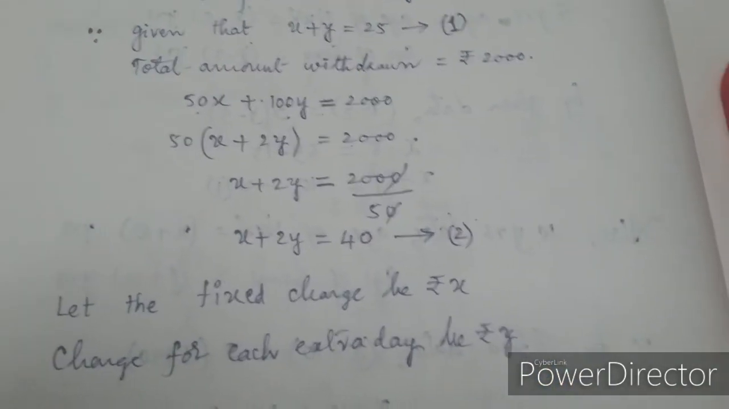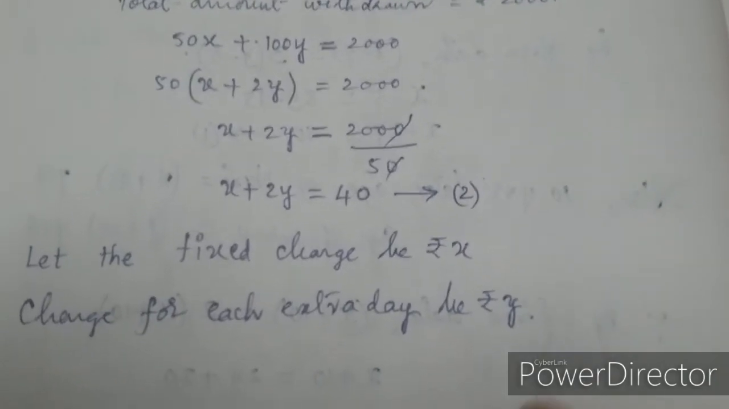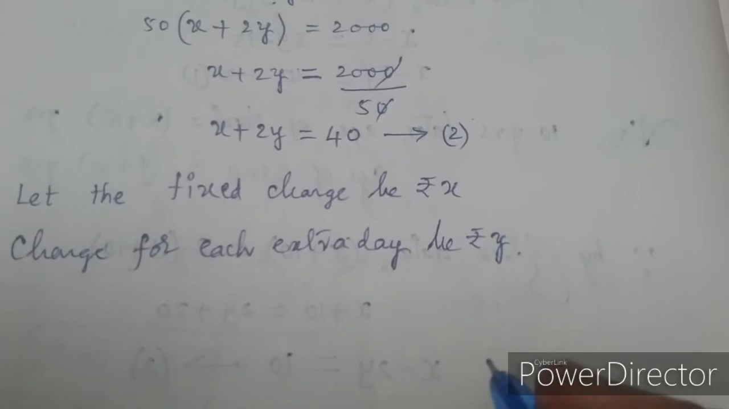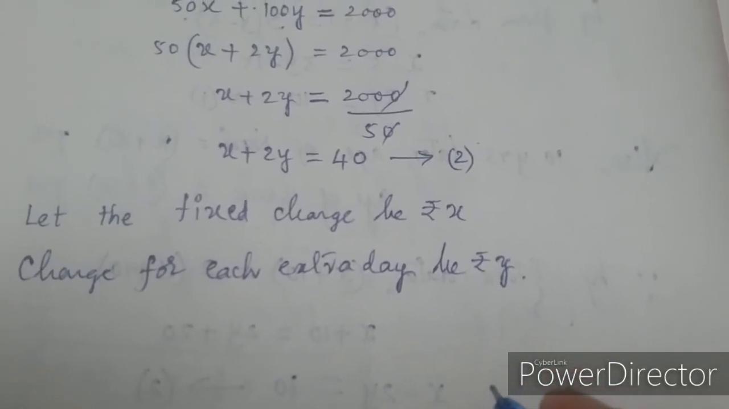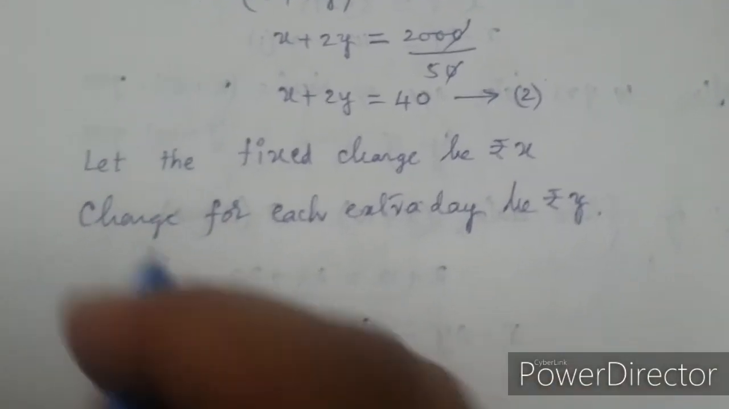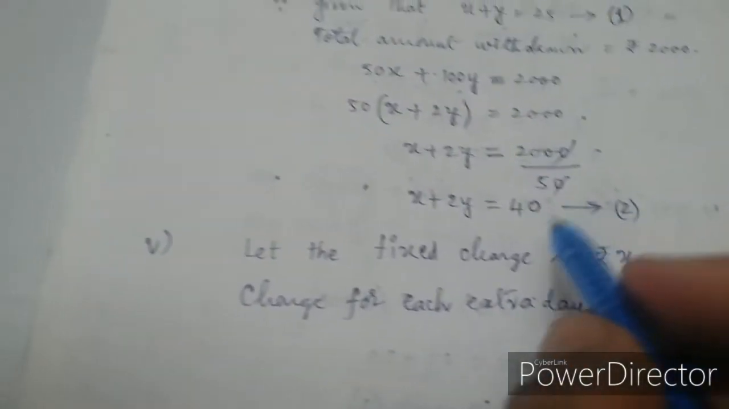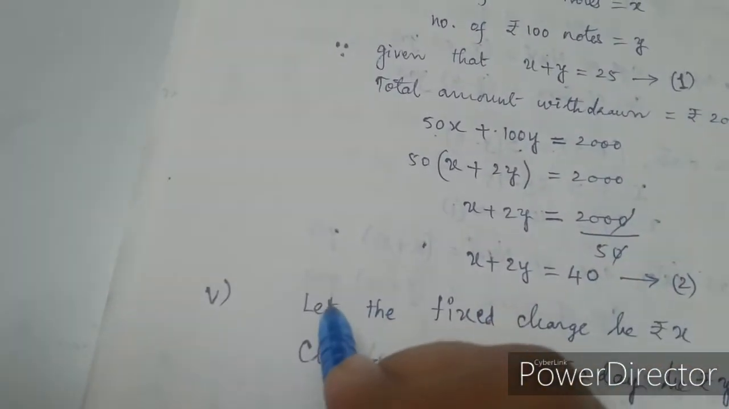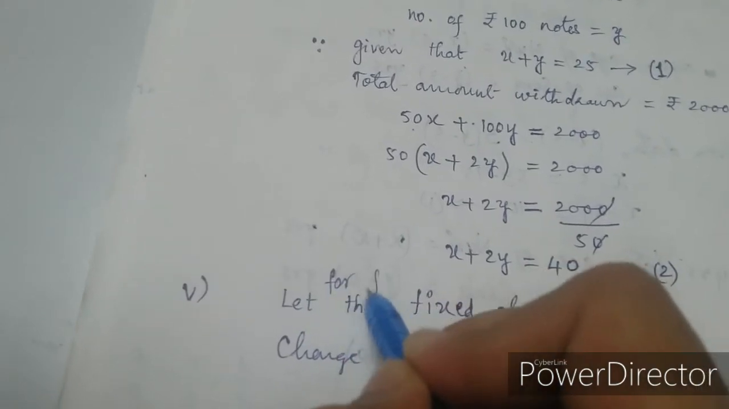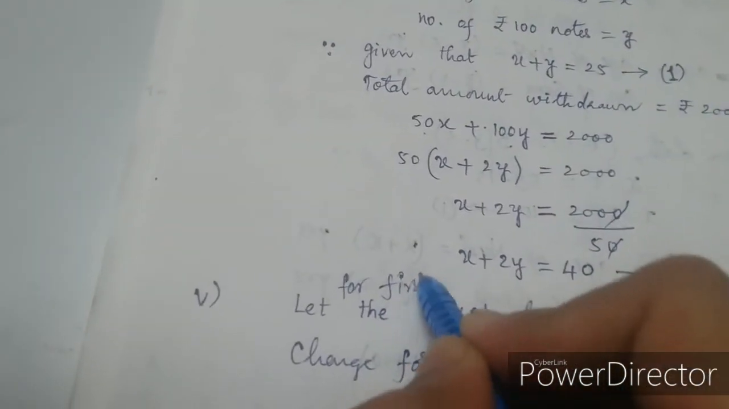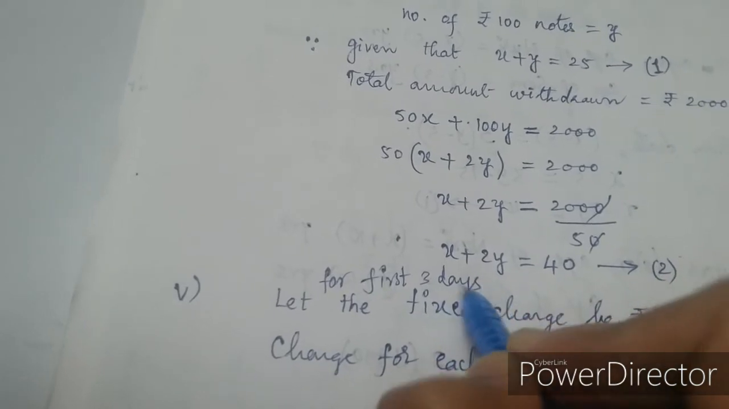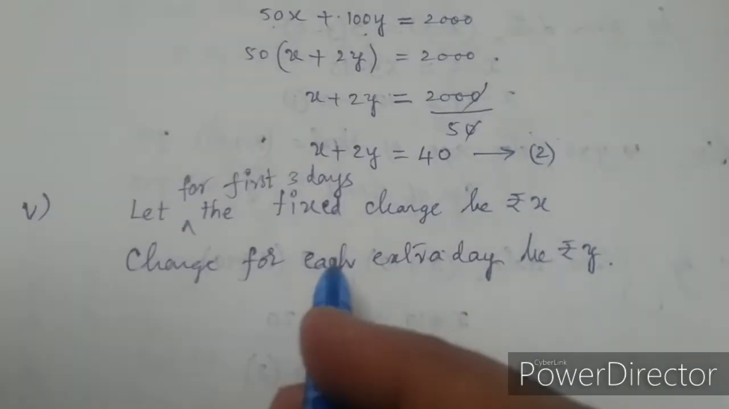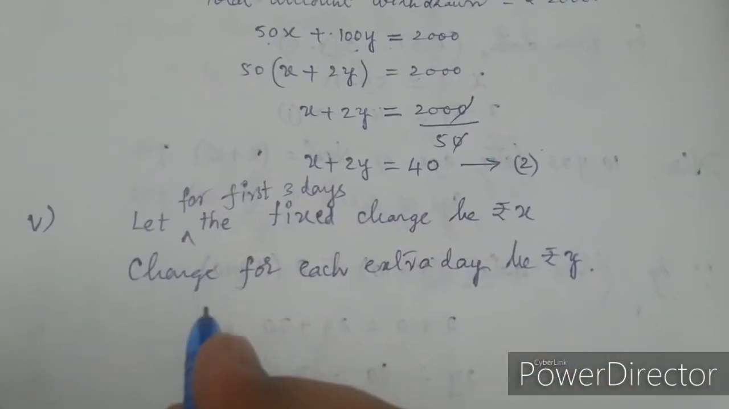It is given that Sarita paid rupees 27 for a book she kept for 7 days. Let the fixed charge for first 3 days be rupees X. Let us take like that. So charge for each extra day is rupees Y.